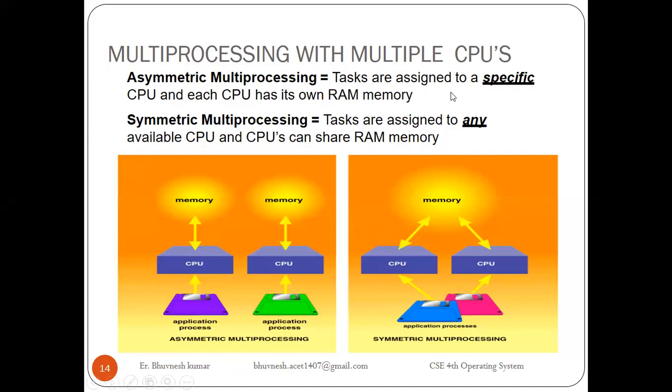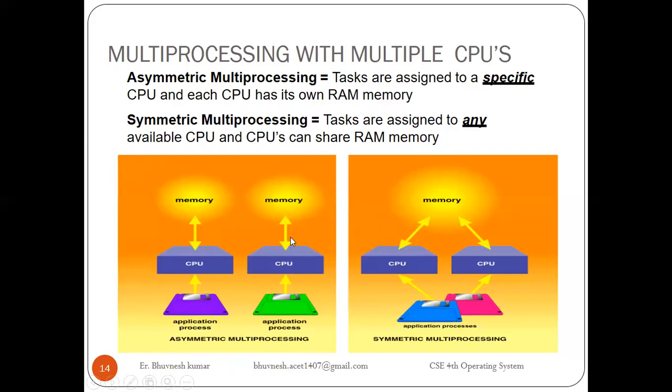Tasks are assigned to a specific CPU and each CPU has its own RAM. RAM is your memory. Here is a diagram: asymmetric multiprocessing has different CPUs, a number of central processing units, and they also have different memory. Each task is assigned to its specific CPU, so an application or process is assigned to a particular CPU. Another application is assigned to a different CPU, and they also have a different memory.